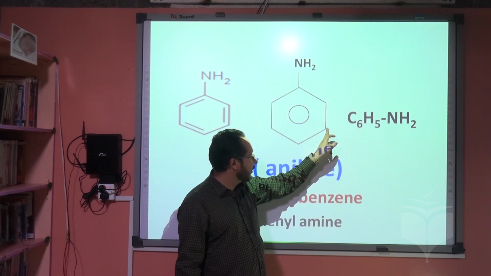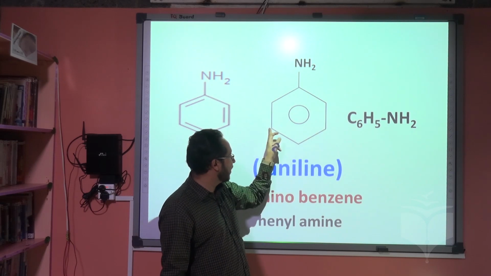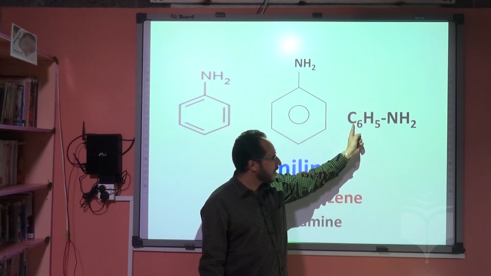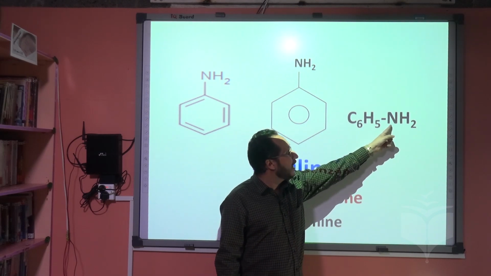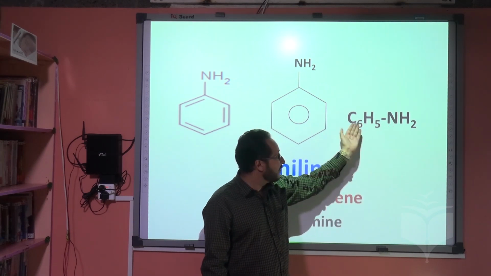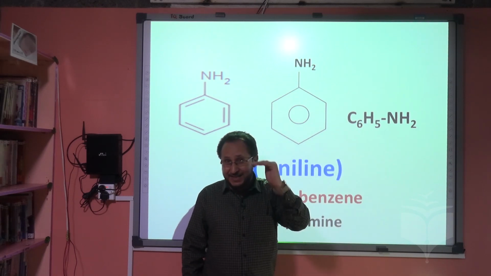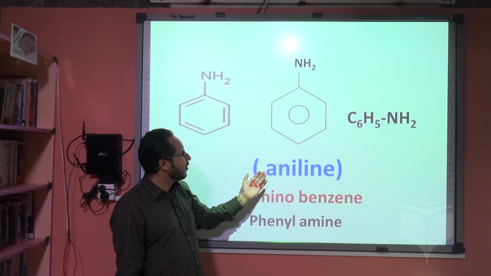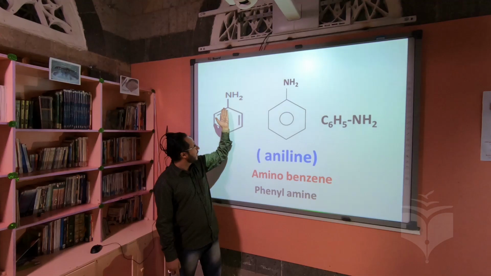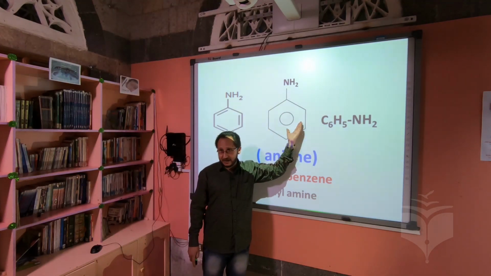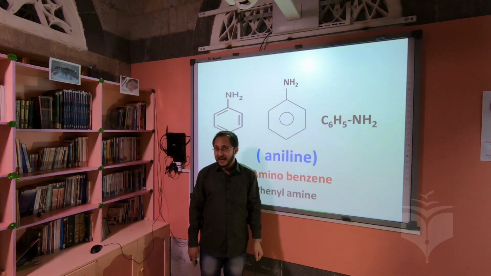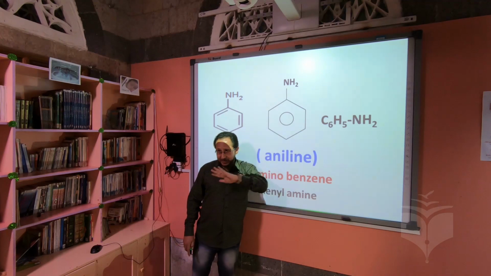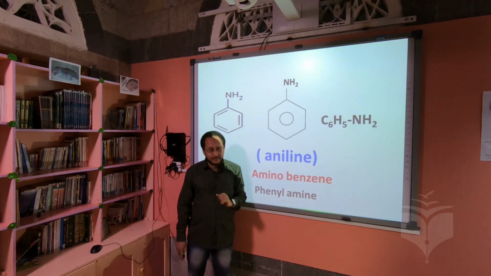Or you can remove all of them, because we have 6 carbon atoms, and in each one we have hydrogen. They are removed, you can't see them. So that's why we write C6H5, then we have NH2. This is what we call the benzyl ring, and if you have NH2 attached to the benzyl ring, in this case we call it aniline. Whichever way you draw it, it has the same name, aniline.